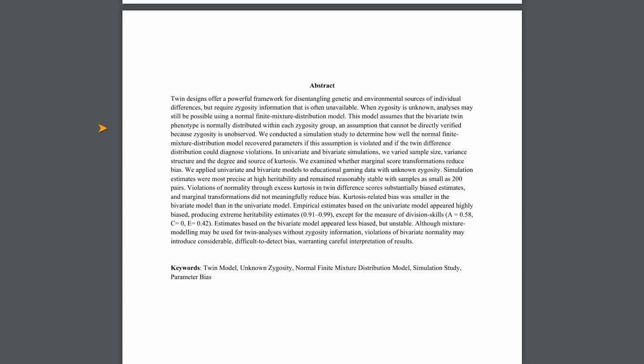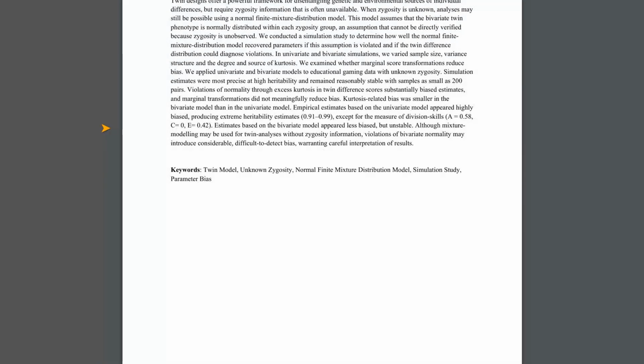The big takeaway from this research is that while the idea of a mixture model for twin analysis without zygosity is promising, it is also really tricky. If the data doesn't follow the model's assumption of normality within each twin group, it can lead to seriously biased results. And it is hard to even spot that bias because the usual checks aren't always reliable. The bivariate model helps a bit, but it doesn't completely fix the problem.